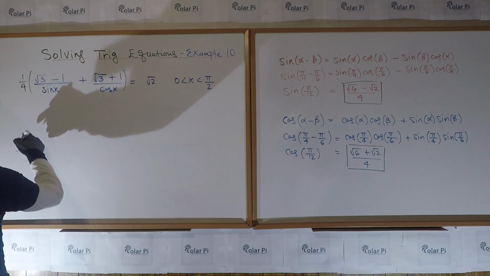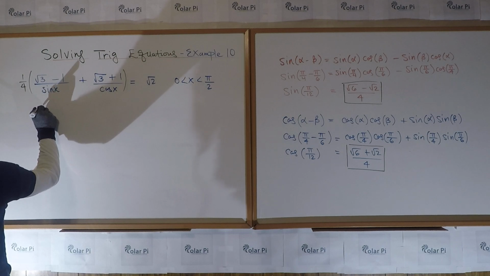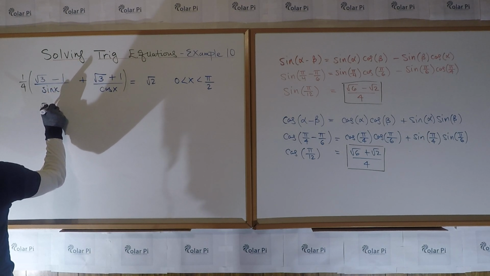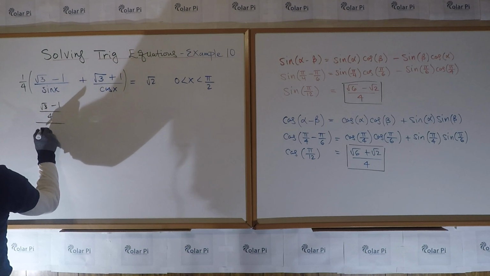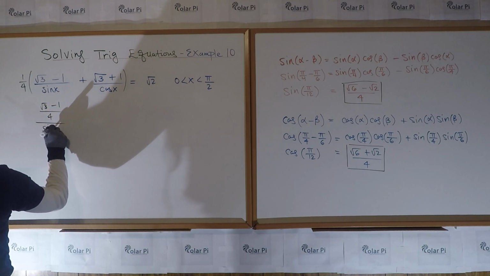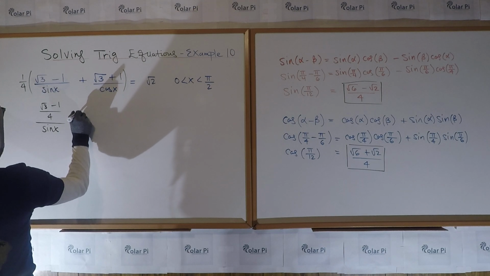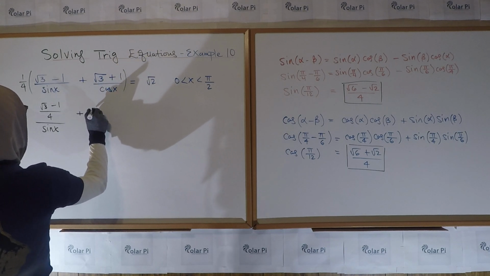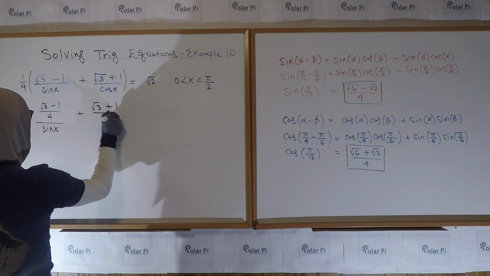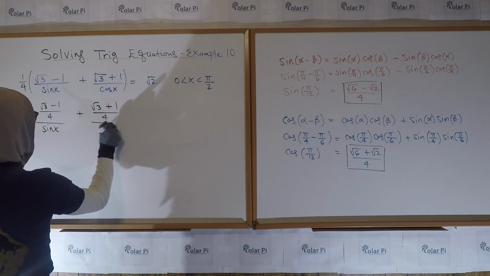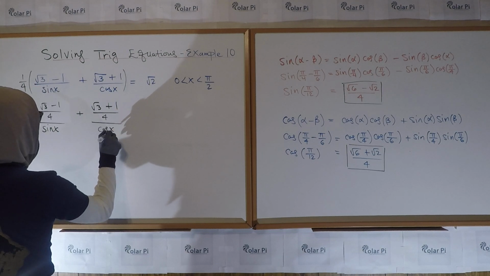I divided by 4. So when I do, I could view the left side as being root 3 minus 1 all over 4, and then in turn all that divided by sine x. If I so chose, I can see it like this. And then we have plus, and this part we're going to get root 3 plus 1 all over 4, and then all over cos x.